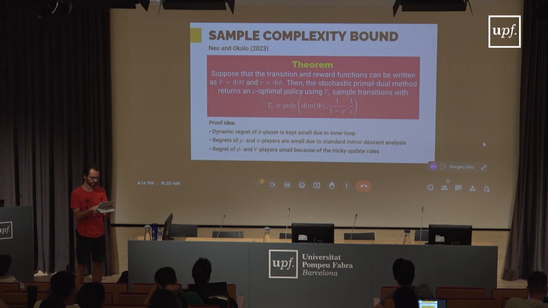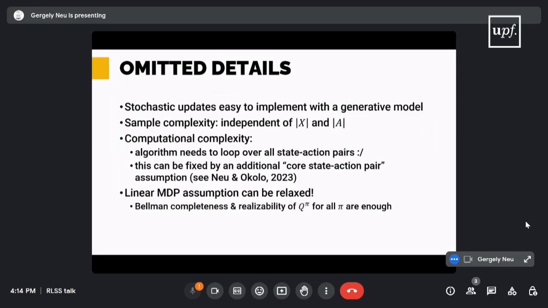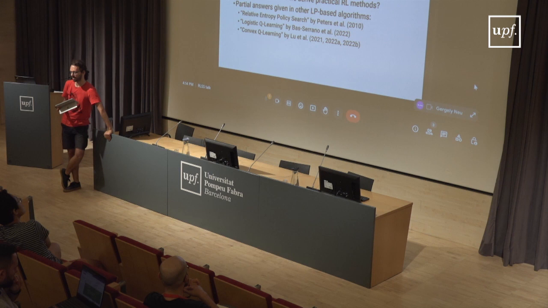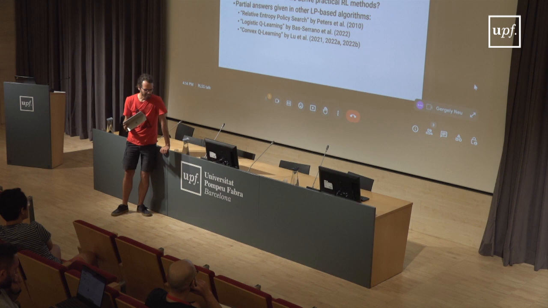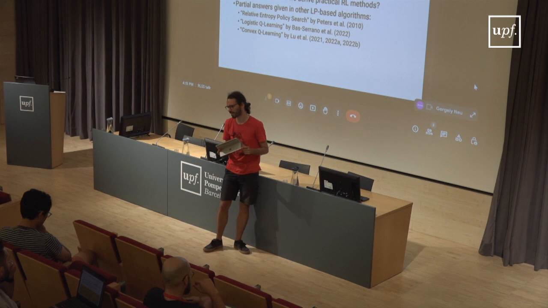So okay, I'm going to skip over all of this to try to finish on time. Let me just say a few words about future directions. All of this stuff that I told you about was limited to the setting of planning, either with full knowledge about the transition function and the rewards, or generative access to the same objects. And I would say that this is true of essentially all currently available primal-dual methods for reinforcement learning. Currently, these methods are limited to this kind of relatively restricted setting.